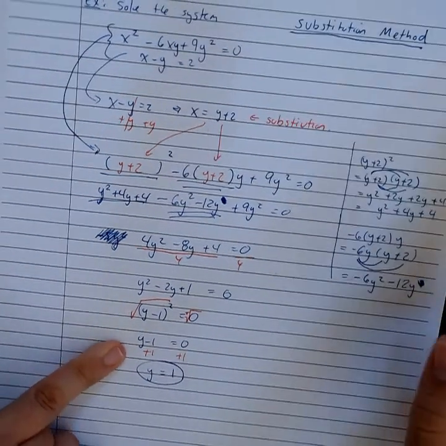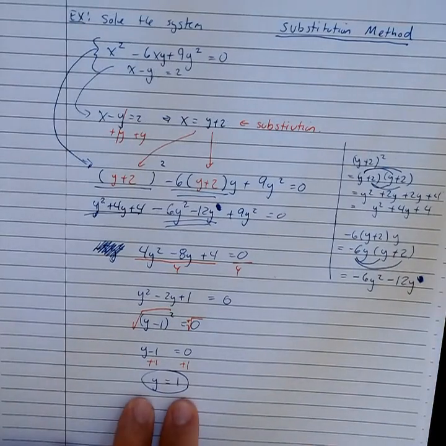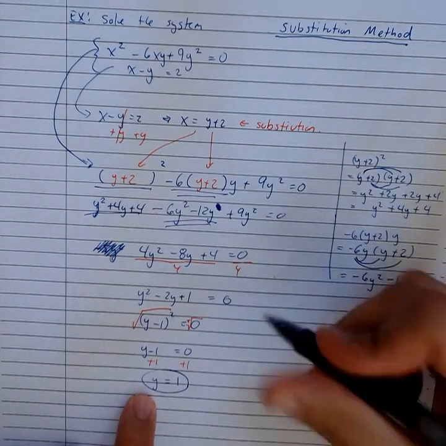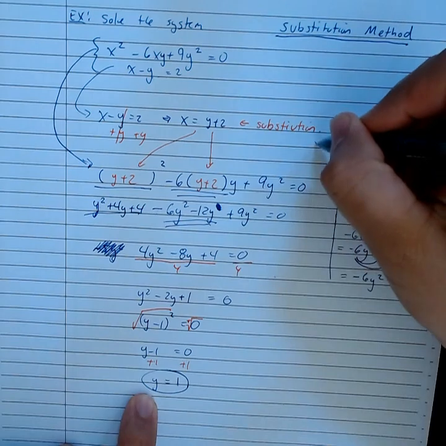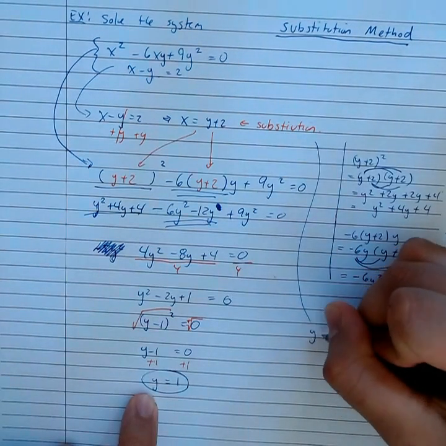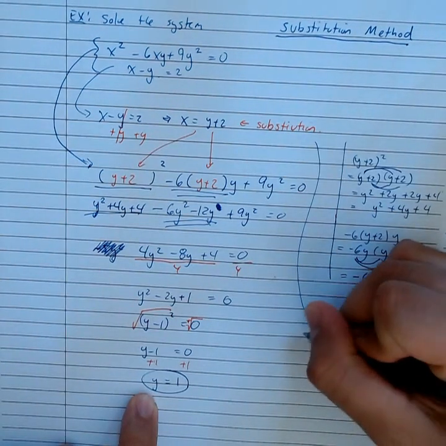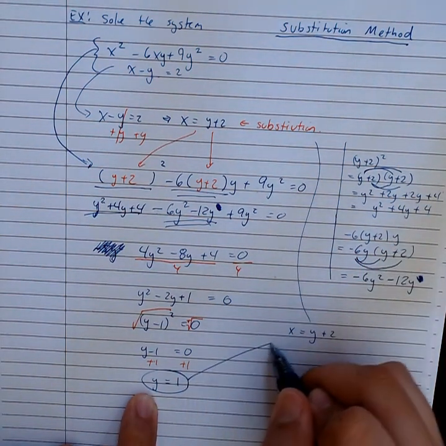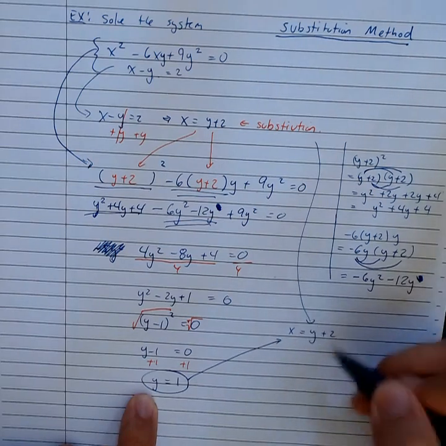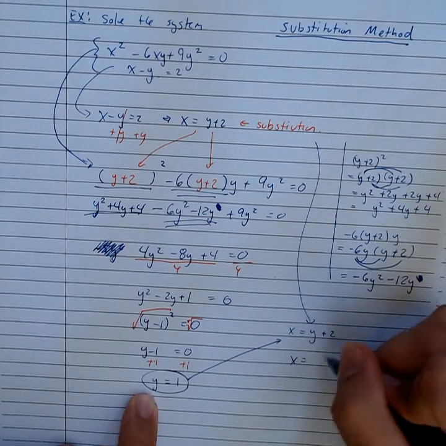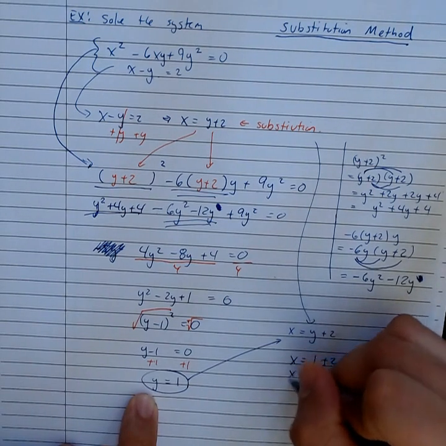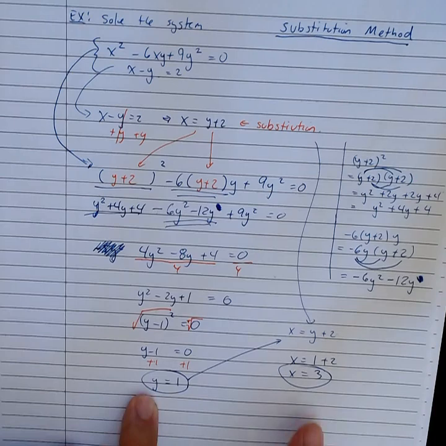All right, very nice. So once I have that, it takes a lot of work to get here, but once you get this one, the other variable is easy because you're going to take your substitution. Let's write it down right here. y plus 2 is going to equal x. And now we know that y is equal to 1, so let's plug that in. So that's going to give me x is equal to 1 plus 2, which will give me 3. And there we go. That is my solution.